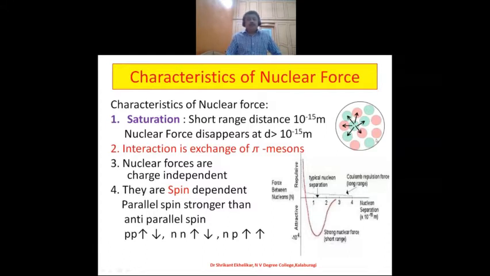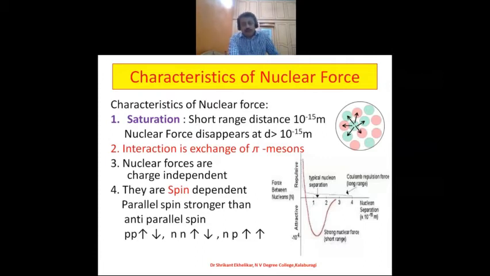They can act only up to the next neighboring nuclei, and they don't have effect on the nuclei which are very far from them. Therefore the nuclear force disappears at a distance greater than 10 raised to minus 15. Outside this range, there is no effect of nuclear force. Therefore nuclear forces are short range and they are saturated.